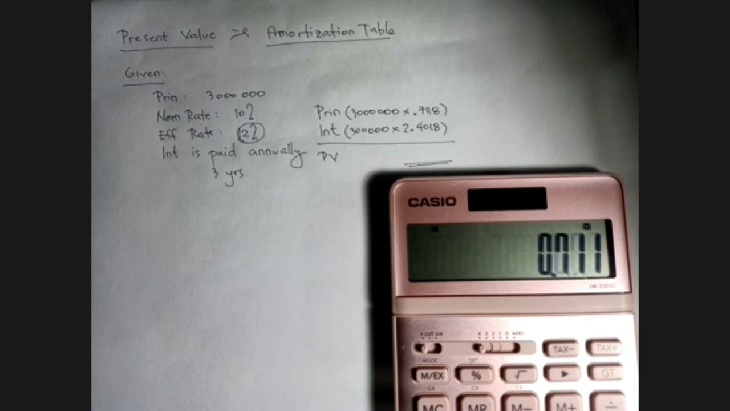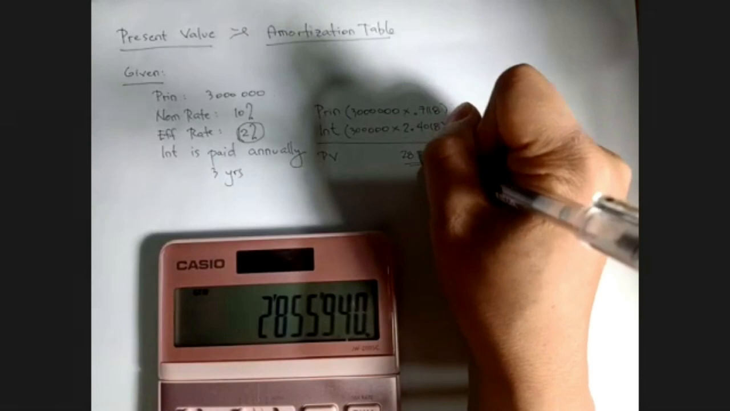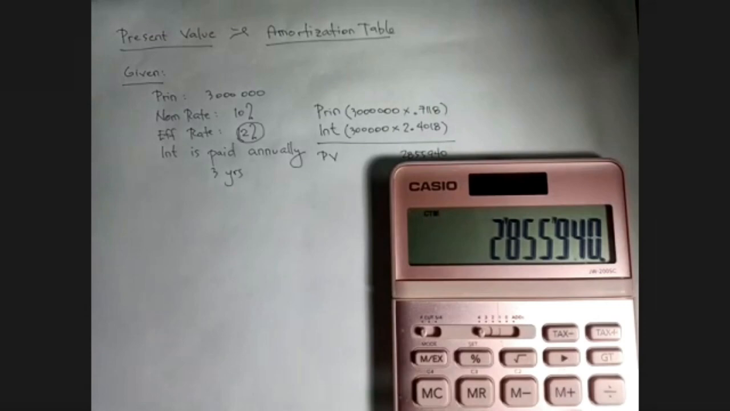So present value is equal to 3 million pesos times 0.7118 and then equals next 300,000 times 2.4018 then equals ulit. Then pindutin mo yung GT because GT stands for grand total. Makocompute na natin si present value, which is 2,855,940.